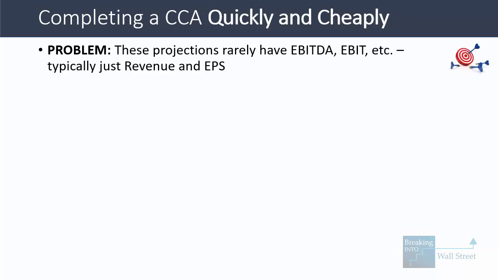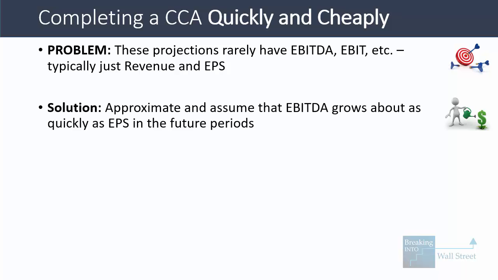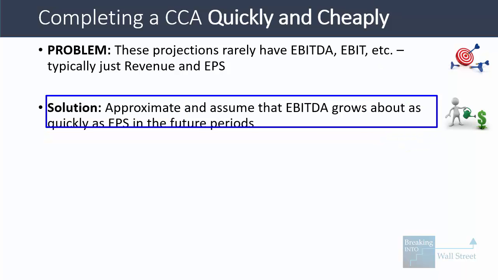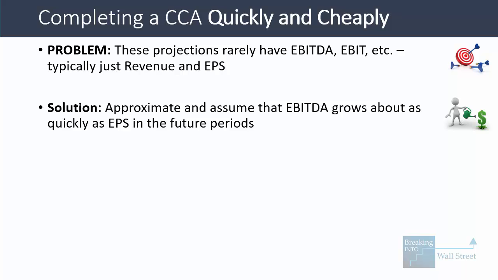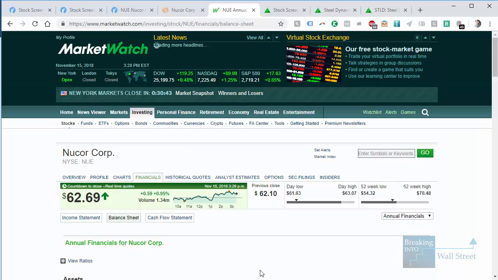One issue is that these projections tend not to have EBITDA, EBIT, and other figures like that, usually just revenue and EPS. As a simple solution, you could just assume that EBITDA grows at about the same rate as EPS in future periods if you need to get this. They're both profitability-based metrics, and although they are different, usually there's some relationship between them.